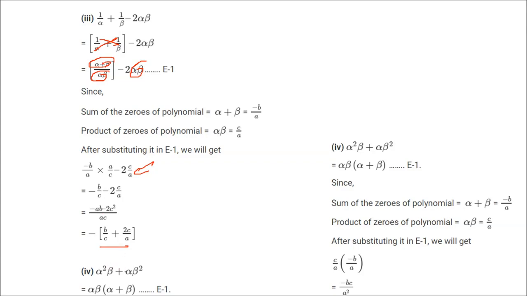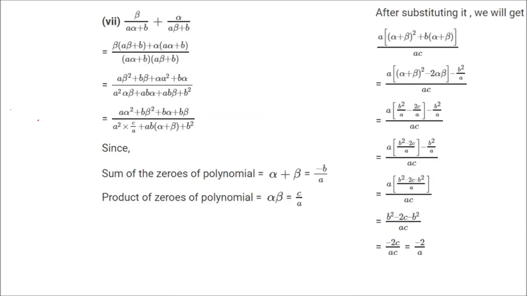Alpha square beta plus alpha beta square, take alpha beta common, you get alpha plus beta inside, and you can just solve this. This is quite easy because alpha plus beta is simply minus b by a, and alpha into beta is c by a. So you get minus bc by a square.